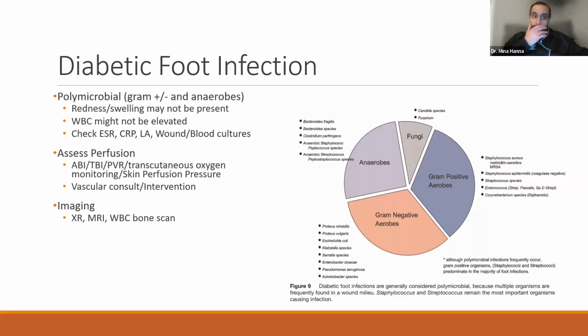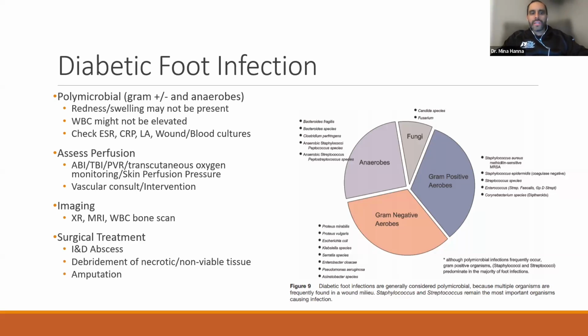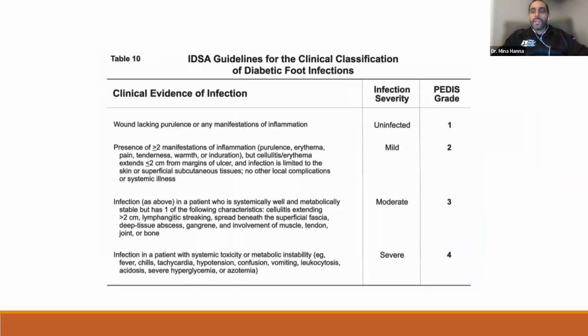Some imaging that we order to help us with diagnosing bone infection or skin and soft tissue infection include x-rays, MRI, and bone scans. And some of the treatments, like I said, are incision and drainage of the abscess, debridement of necrotic or non-viable tissue, and then amputation to get rid of the infected bones so patients can get back to recovery quickly.